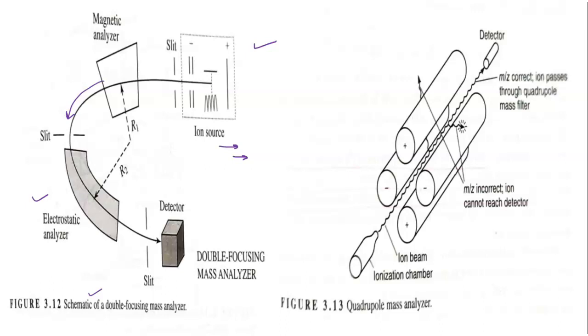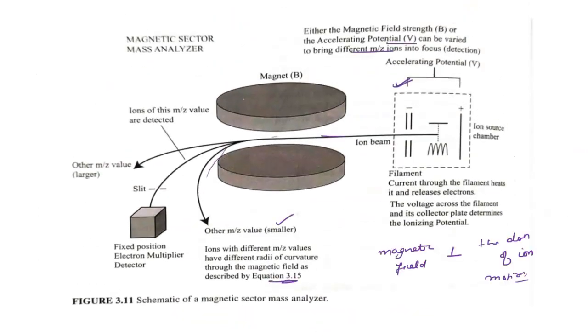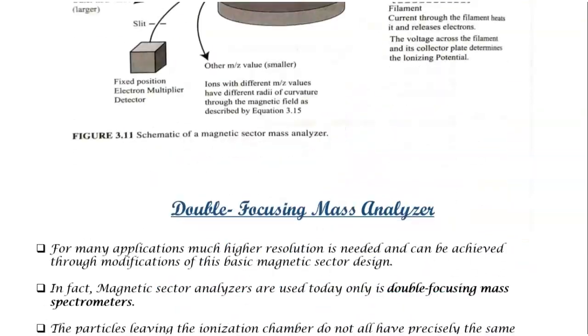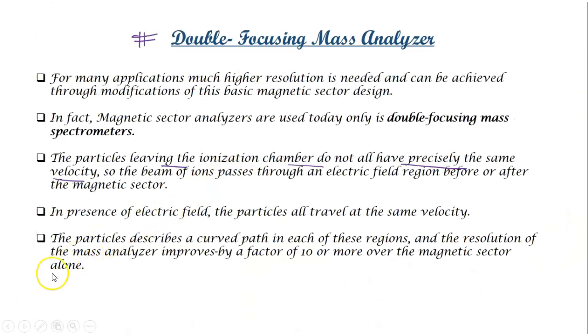In the previous design of your magnetic sector mass analyzer, that is this one, we were discussing just the magnetic field. It is not necessary that all of your ions are going to have the same velocity, but in the presence of your electric field, all of your ions are going to travel with the same velocity. Okay, which you can detect via the electrostatic analyzer, and after the detector you can separate all your ions by their mass by charge ratio. Correct. So that is all about this particular double focusing mass analyzer.